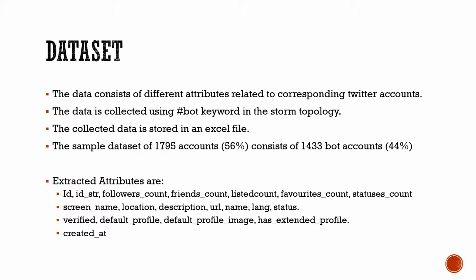The output of our project is an Excel file. The Excel file consists of a dataset which has different attributes related to corresponding Twitter accounts. These attributes are mainly integer values, string values, boolean values, or date values. The collected tweets are only those who have used the hashtag bots in their tweets. The sample dataset of 1,795 accounts consists of 1,433 bot accounts.